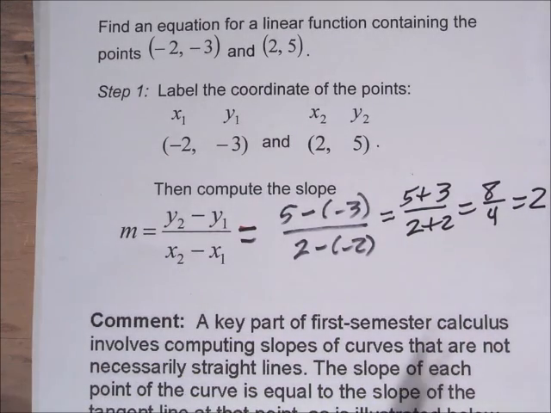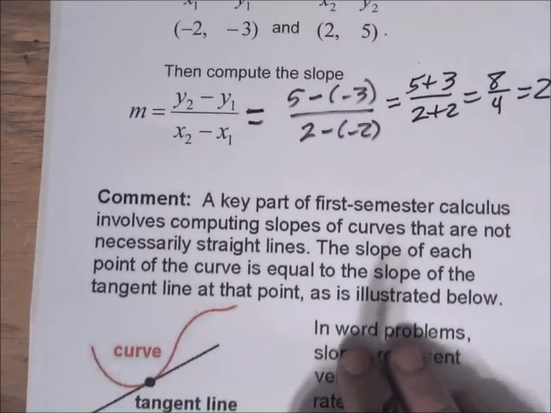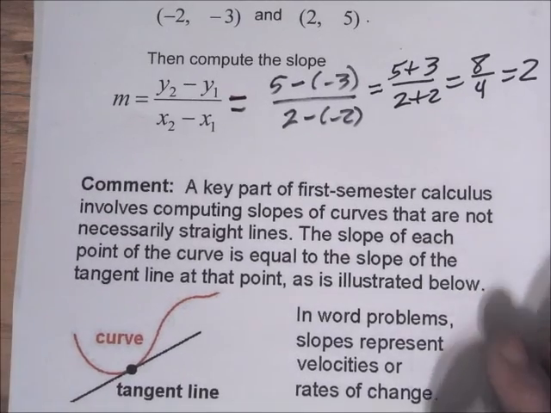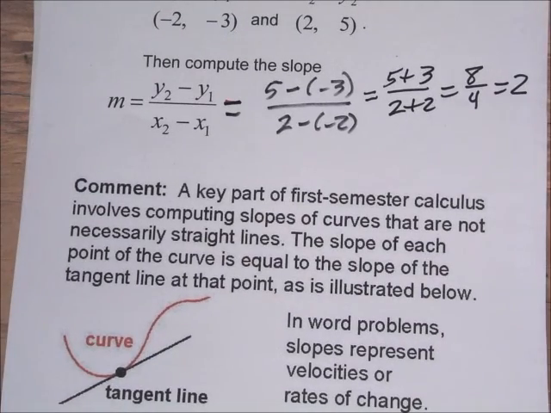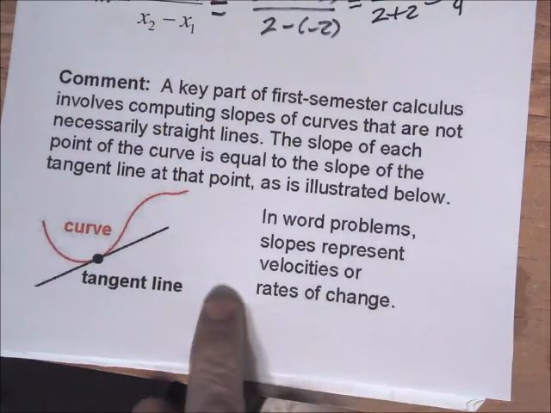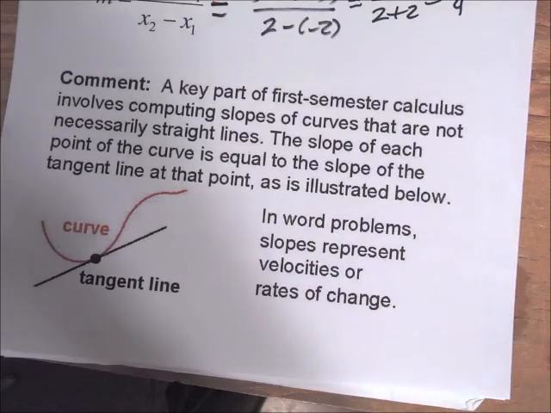So slope is 2. And just a comment, a key part of first semester calculus involves computing slopes of curves that are not necessarily straight lines. The slope of each point on the curve is equal to the slope of the tangent line at that point. So there's a diagram here. And in word problems, the slopes represent velocities or rates of change.